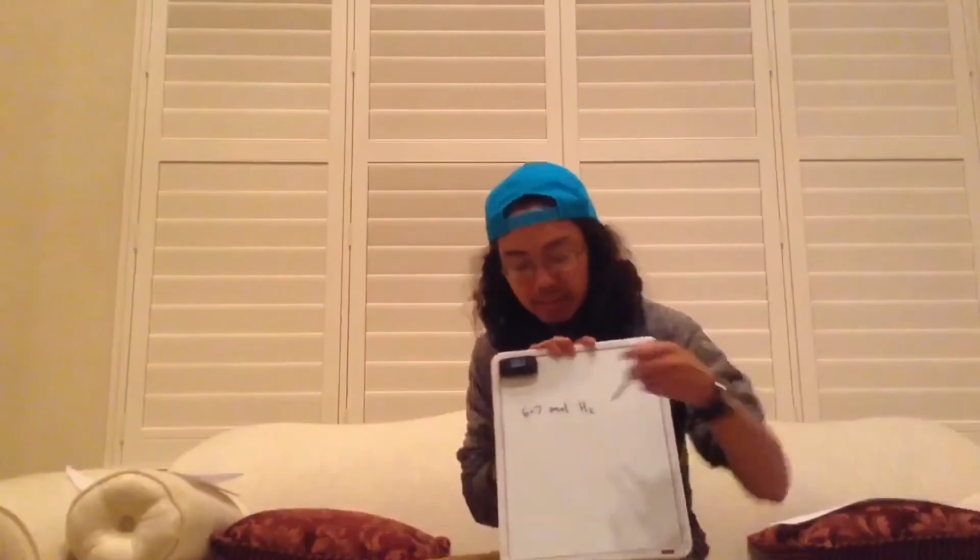So STP stands for standard temperature and pressure. We're going to use this: the volume of 1 mole of gas at standard temperature and pressure is 22.4 liters. So an example of this in a problem would be if you have, say, 6.7 moles of hydrogen, and you want to determine the volume occupied by this at standard temperature and pressure.